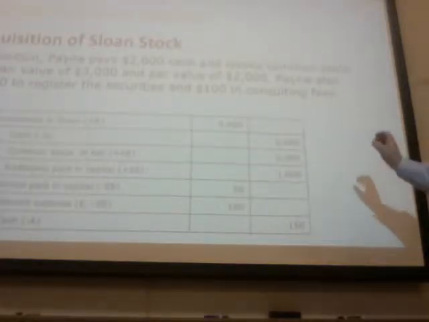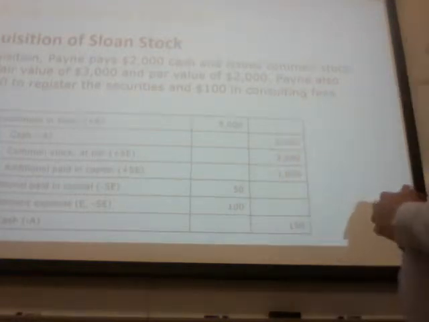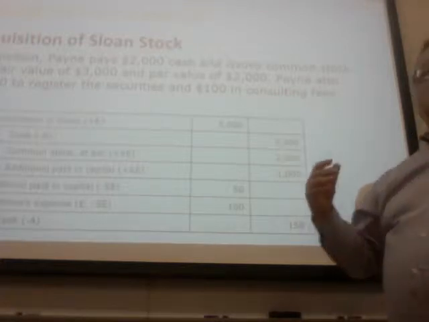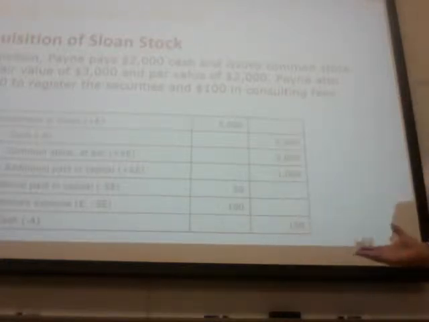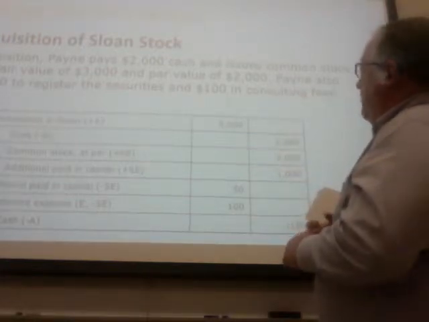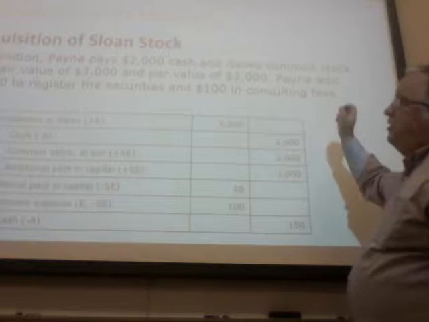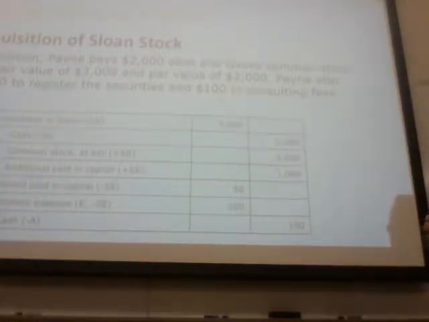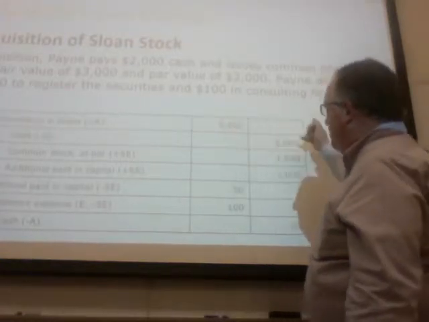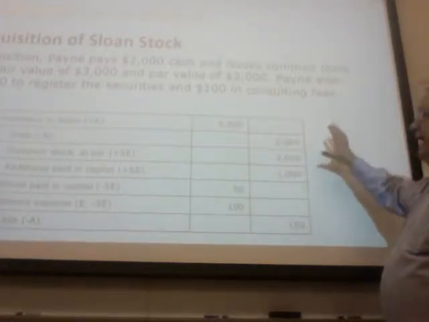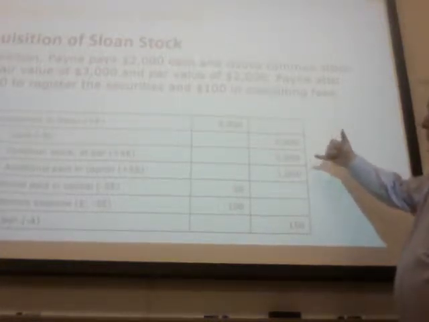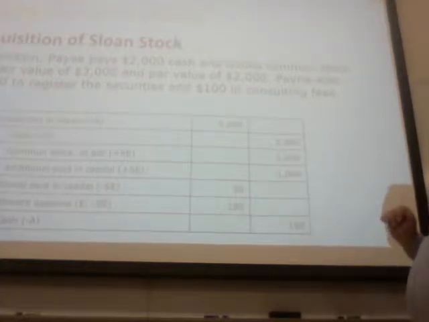Maybe a little bit clearer with the journal entries. So at acquisition, Payne pays $2,000 cash and issues common stock with a fair value of $3,000. That's how it gets to its $5,000 that it pays for Sloan. The common stock has a fair value of $3,000 and a par value of $2,000. Payne also pays $50 to register the securities and $100 in consulting fees. So the investment in Sloan, we book at our $5,000 acquisition price, for which we gave $2,000 in cash, $3,000 fair value of stock that gets recorded, $2,000 at par, $1,000 additional paid in capital.